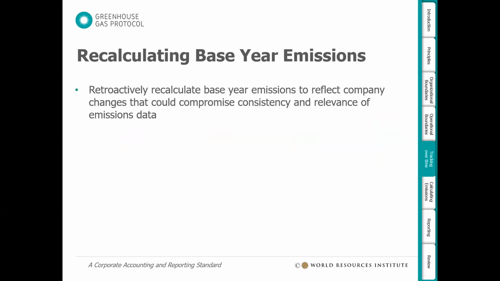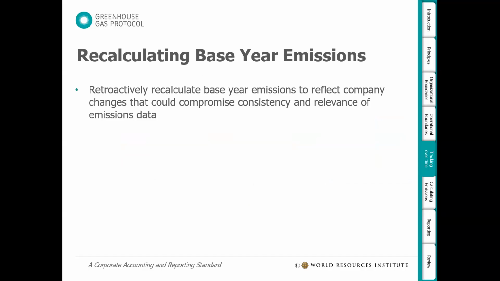Once a base year has been selected and an inventory has been developed for that base year, it's important to understand when that inventory needs to be recalculated to ensure consistent inventory data and consistent boundaries over time, and ensure that the base period remains useful as a basis for tracking performance.